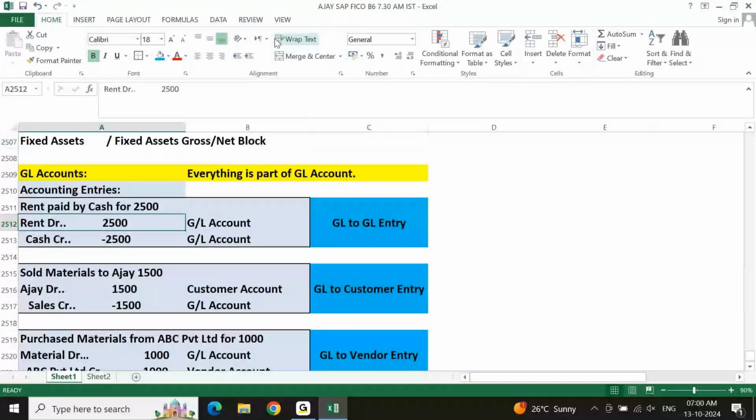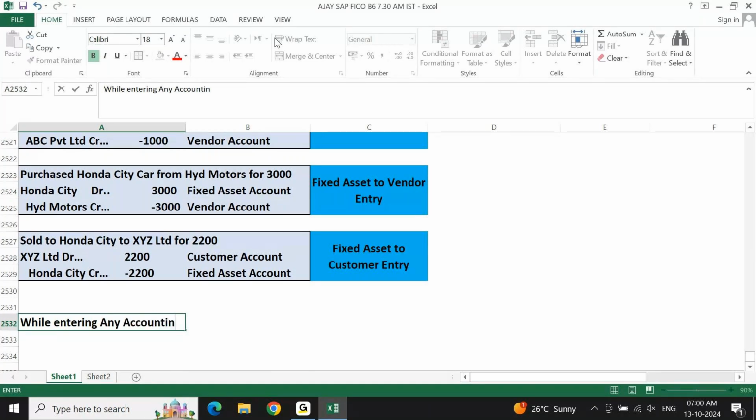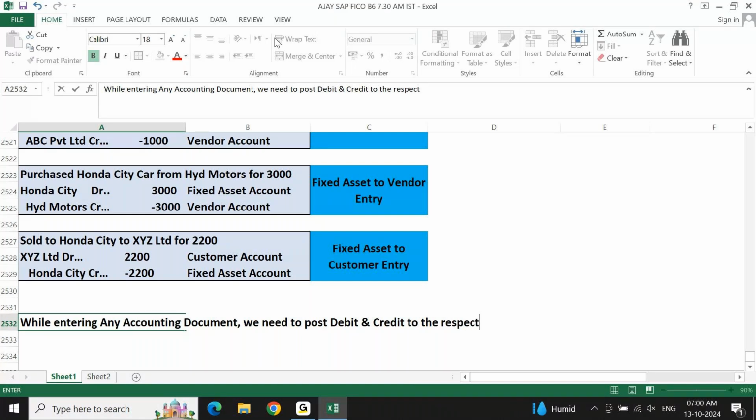Now, while entering any accounting document, we need to post debit and credit to the respective account.